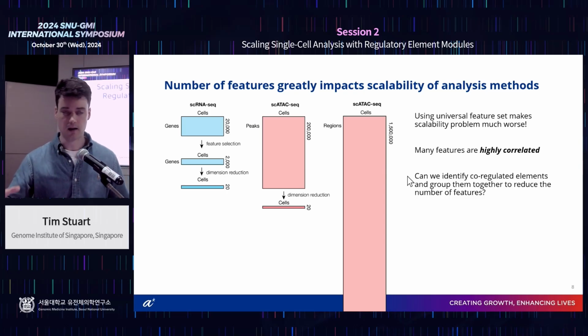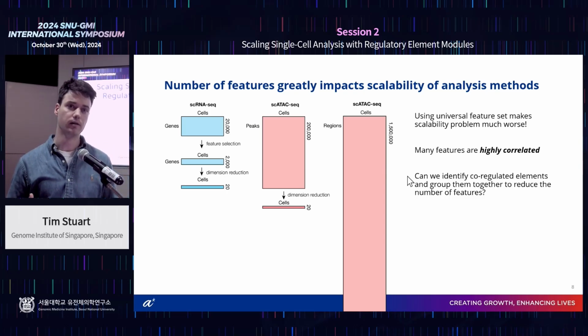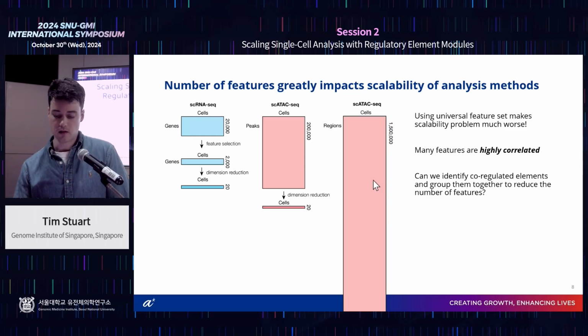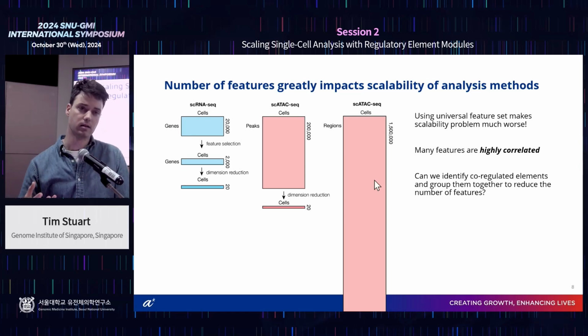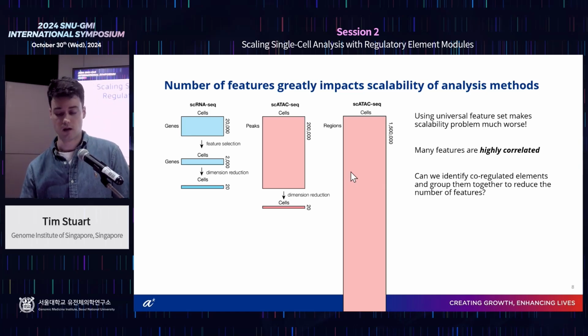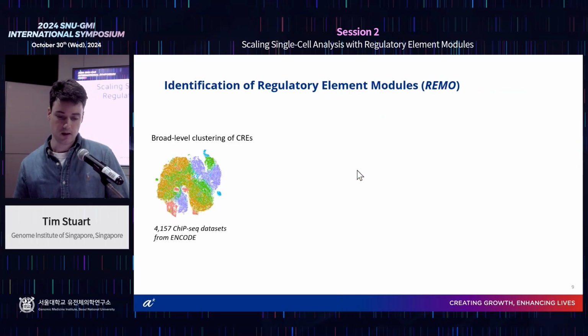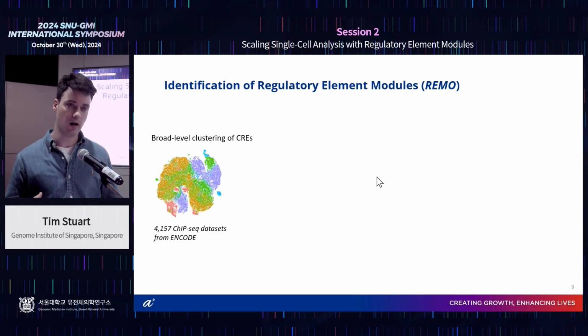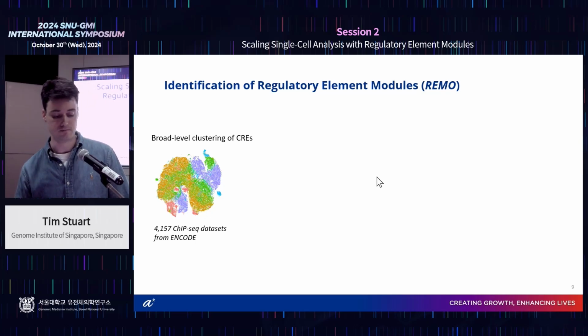So we aim to find these groups of co-regulated DNA elements and collapse these into different modules, and then we could run an analysis based on the accessibility of modules rather than individual regulatory elements. So this is what we did. We aimed to find these regulatory element modules, and we started out by leveraging the massive amount of epigenomic data that is out there, mostly from ENCODE.